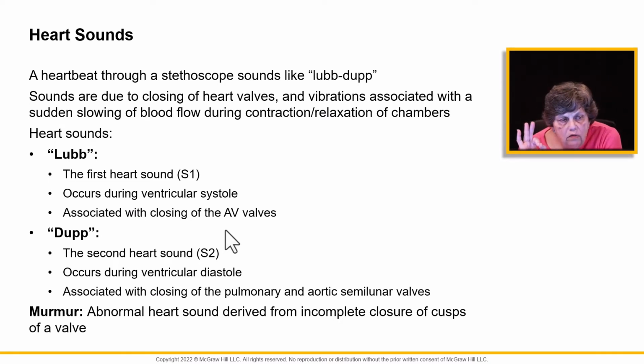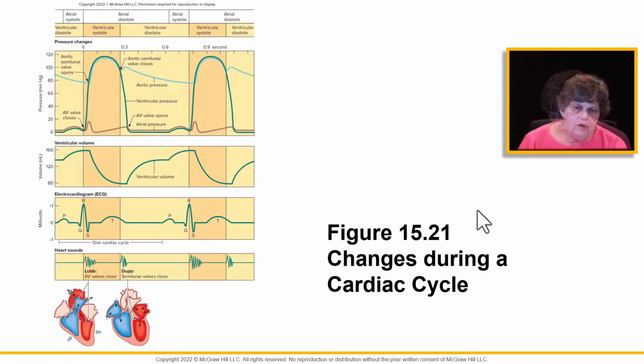But the first sound, which we consider S1, sound 1, occurs during ventricular systole. The AV valves are closing. The second sound, S2, is associated with the ventricular diastole, and the pulmonary and the aortic semilunar valves are closing. And when you hear what's called a heart murmur, this is because you're getting an abnormal heart sound because the cusps of that valve have not closed properly. Okay, so you can see what's going on here.